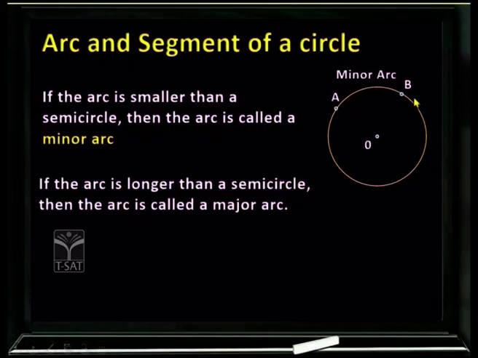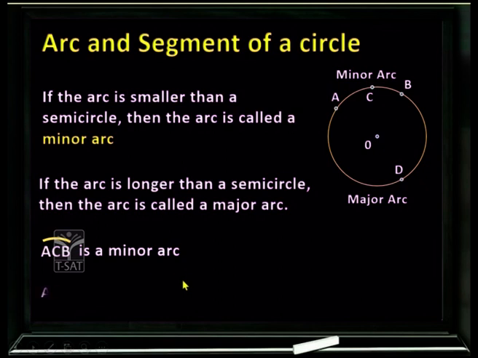So, now we have seen three types of arc: semicircular arc, minor arc and major arc. That depends on the size of the arc. If the arc is smaller than a semicircle, it is called a minor arc. If the arc is longer than the semicircle, it is called a major arc. So, in this figure, AB is a minor arc and if I mark a point C here, ACB will be a minor arc and if a point D is here, ADB is a major arc.